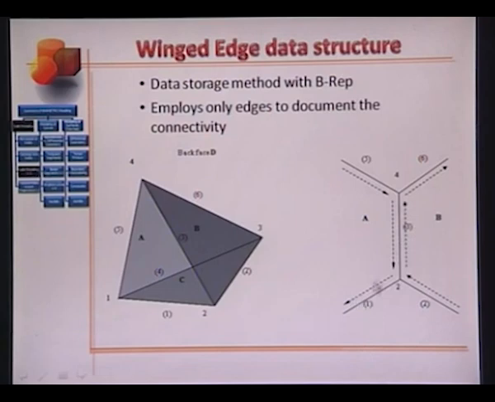Likewise, on face B, edge 2 precedes edge 3, and edge 6 succeeds edge 3. Look at the structure here. It pretty much resembles a butterfly structure, with these extensions forming the wing of a butterfly, for which reason this data structure is called the winged edge data structure.